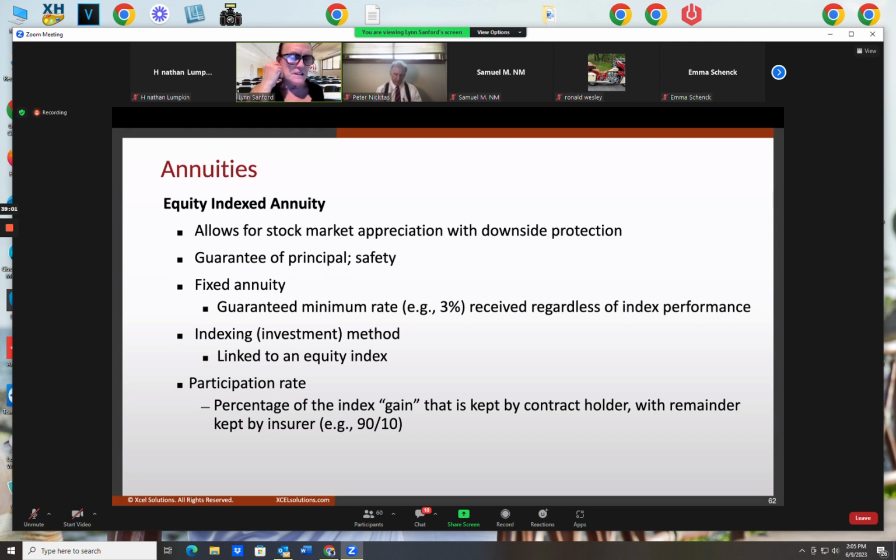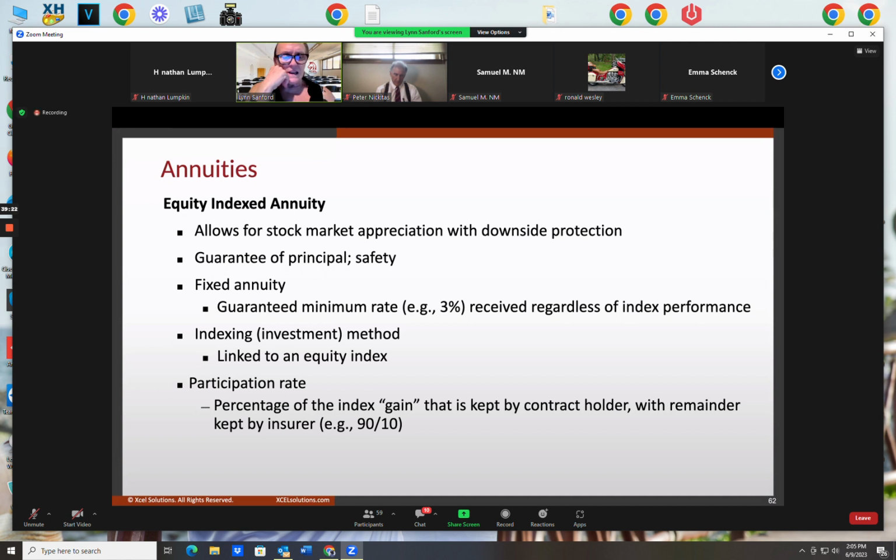Right, the guaranteed minimum rate, usually written out in the contract, is 2 or 3%, maybe as little as 1%, and you receive a fixed minimum guaranteed interest rate regardless of what index performance does. If your index performance is better than the minimum guaranteed rate, then you get the performance based on the index. So it gives you upside potential with downside protection.